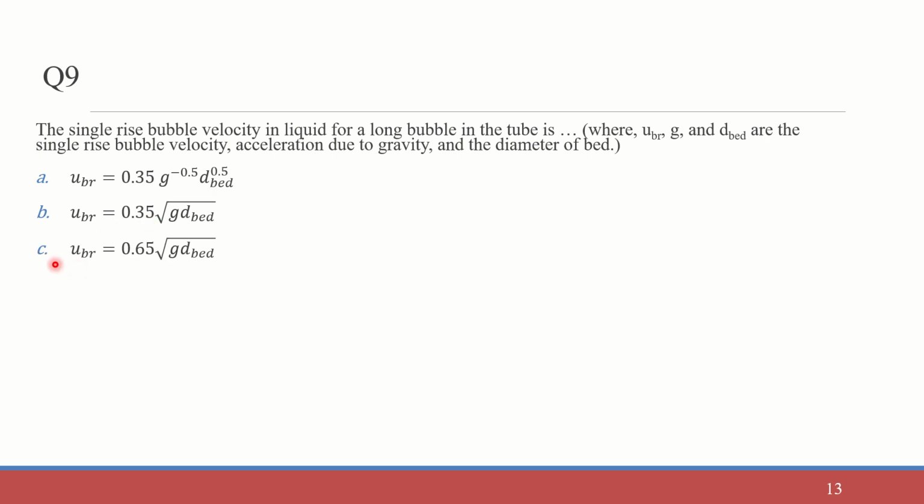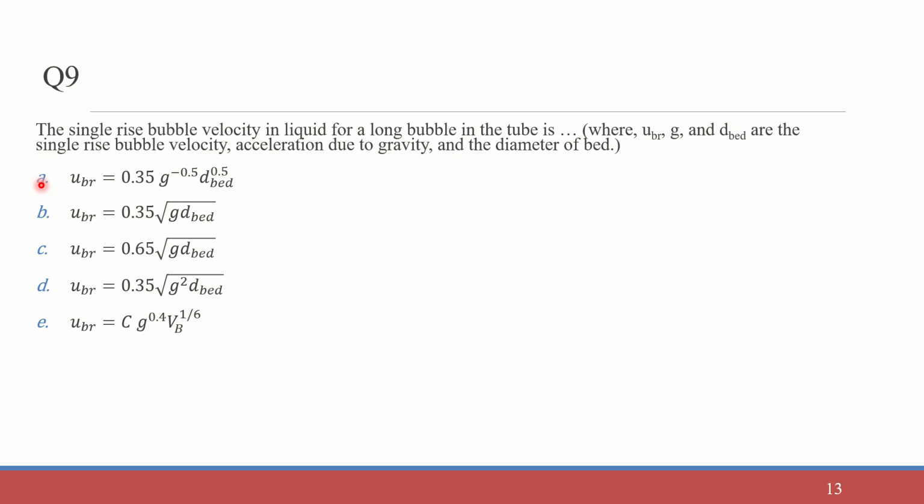And option C is UBR equal to 0.65 into square root of G into diameter of the bed. And option D is UBR equal to 0.35 into square root of G square into D bed. And option E is UBR equal to C into G power 0.4 into VB power 1 by 6. So single rise bubble velocity in liquid for a long bubble in the tube is asked.